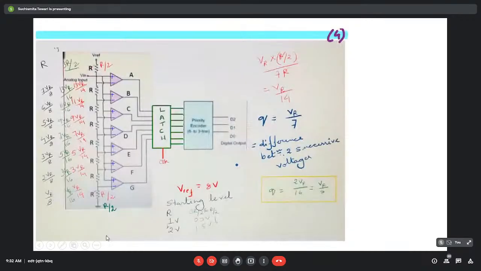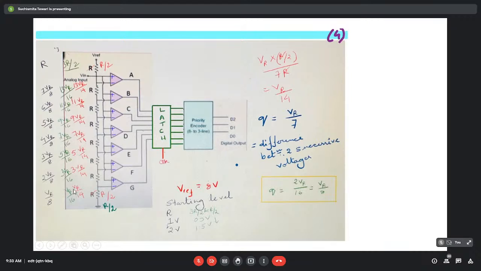But in case of this combination, that is when this one is 3R by 2 and this one is R by 2, we have already calculated that in this case, the reference voltage will be VR by 16, then 3 VR by 16, then 5 VR by 16, and so on. So if here you put the value 8 as V reference, the starting value would be 0.5. That is, the V in will go to the next level when it is greater than 0.5 volt.